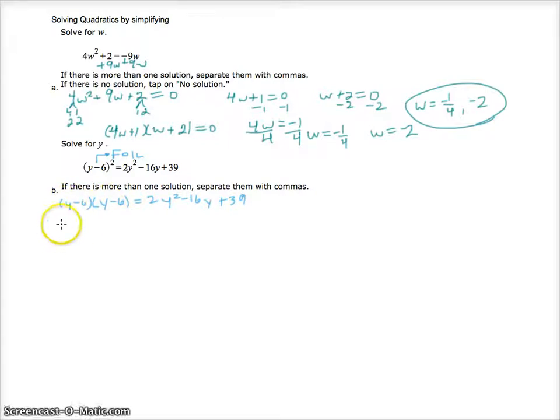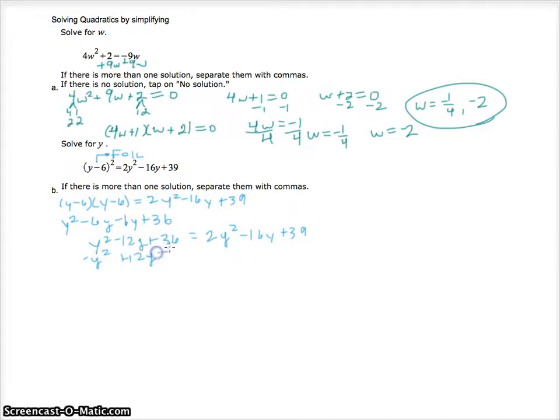So we'll FOIL here, we'll get y squared, and first outside, so we get minus 6y for inside, and then we get plus 36. And this equals y squared minus 12y plus 36 equals 2y squared minus 16y plus 39. And now what we're going to do is we're going to get rid of this whole side. So we're going to subtract y squared, we're going to add 12y, and we're going to subtract 36. So minus y squared plus 12y minus 36. And this gives me y squared minus 4y plus 3.